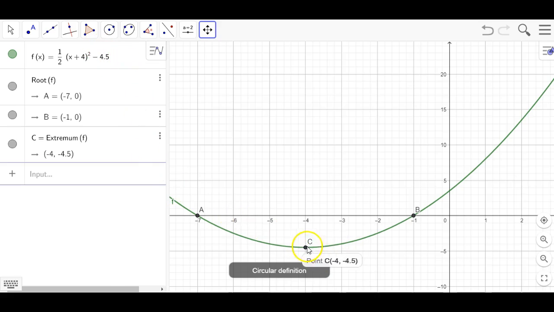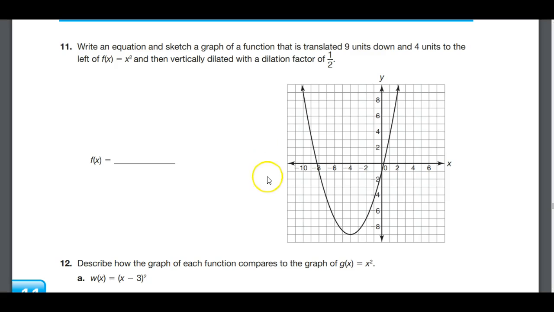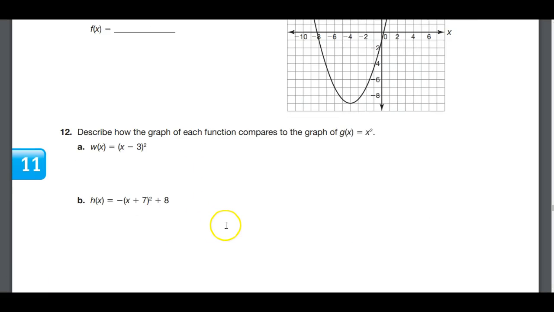I'm not sure what the circular definition is. It didn't like function f. I'm not sure what it's upset about there, but we do have the axis of symmetry at -4, 4.5. So that's how that would look.